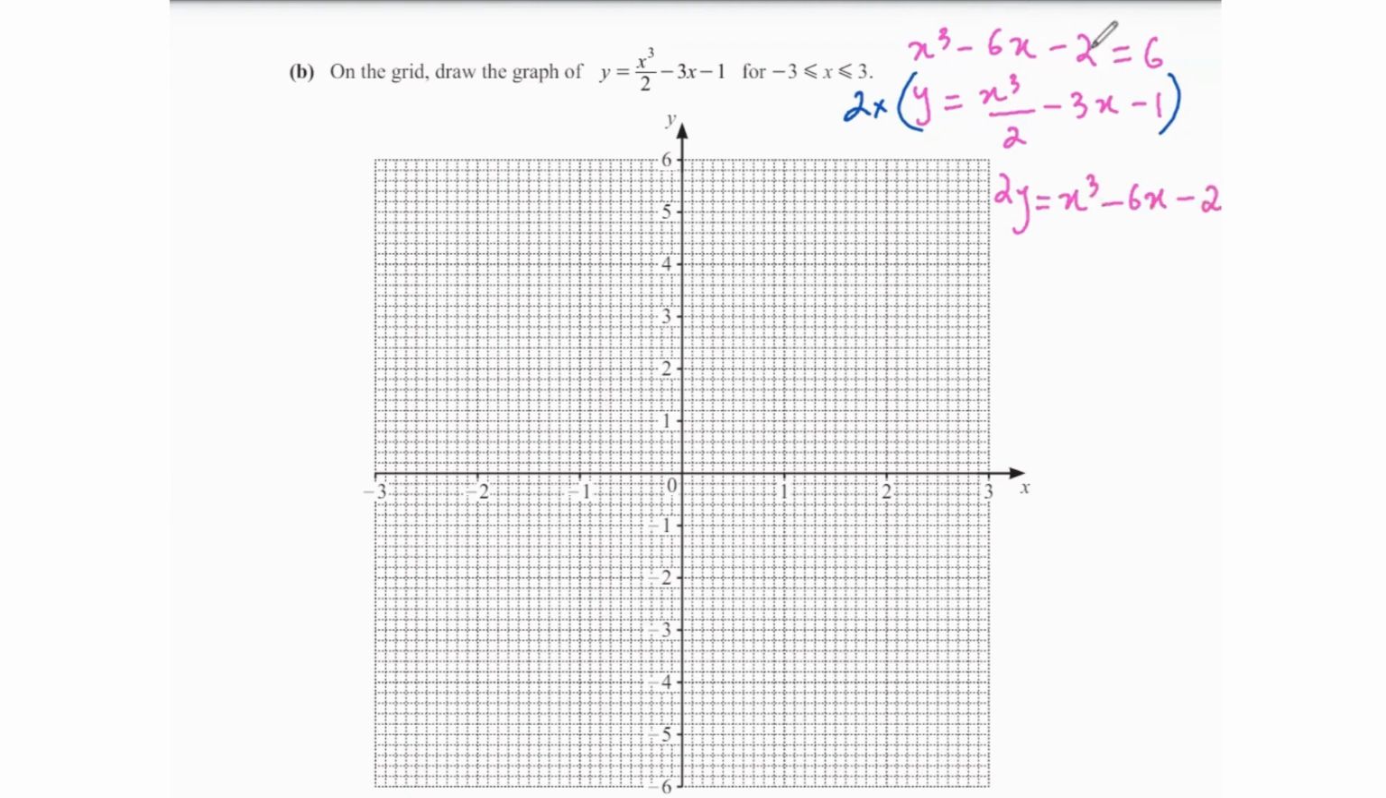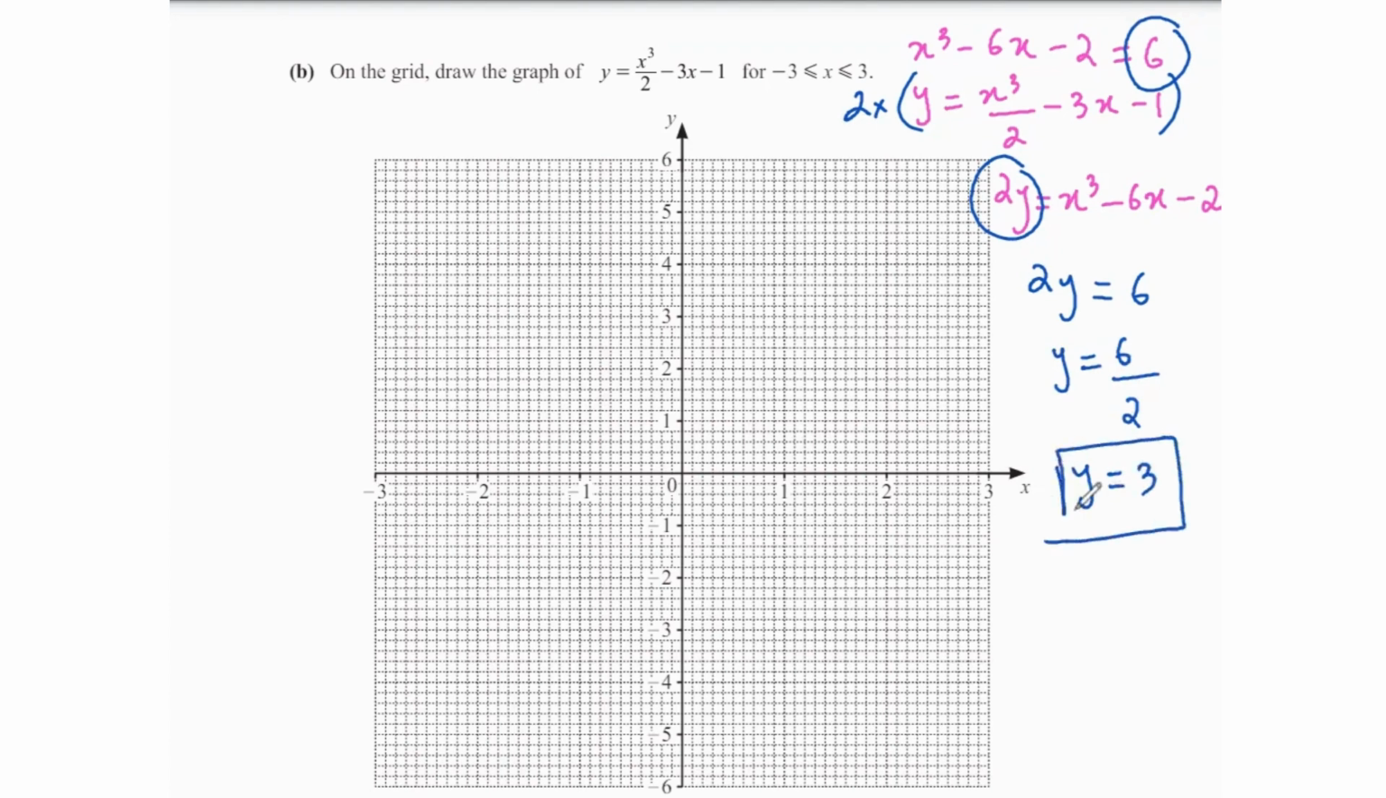Now, if we compare this equation with this one, we can see that the right-hand side equals 6 over here, and over here it equals 2y, which means 2y equals 6. We're comparing this with this, because the other sides are equal to each other. That means y would equal 6 divided by 2, and that is equal to 3. We will draw a line at y equals 3 on the graph and find the value.